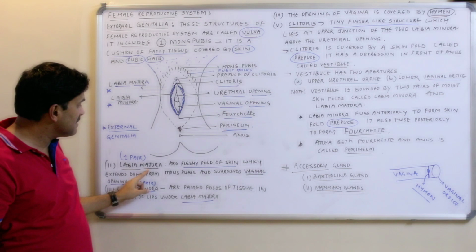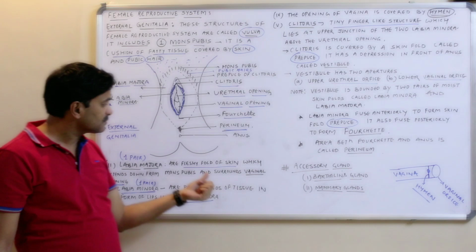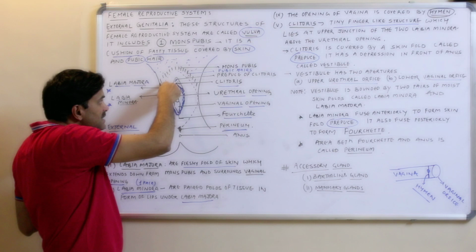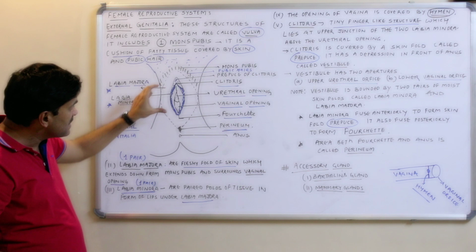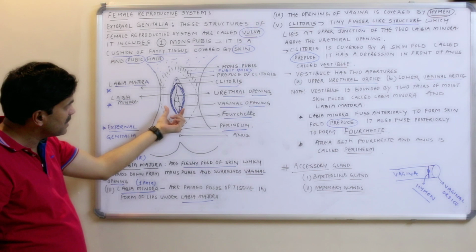Okay, now the second one is called the labia majora. Labia means lip-like structures. They are one pair of fleshy folds of skin which extend down. These are the labia, this one and this one. This is called the labia majora. These are fleshy folds of skin which extend down from the mons pubis and surround the vaginal opening. This is the vaginal opening and they are surrounding it.